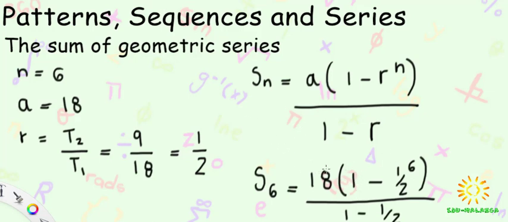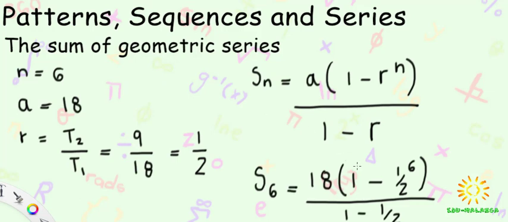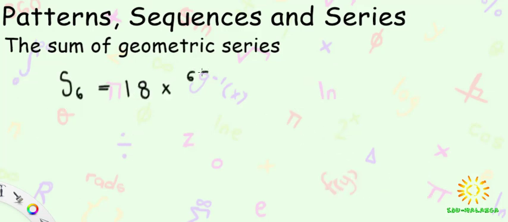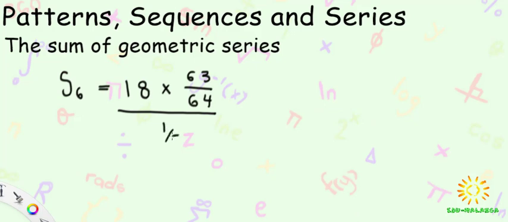So if you enter into your calculator 1 minus 1 over 2 to the power of 6, what you get is S to the power 6 should equal to, the 18 will stay as it is because we're not simplifying it, 18, and that expression that we said you calculate, 1 minus 1 over 2 to the power of 6, you'll get 63 over 64, and that will be divided by, in the denominator we can simplify as well. 1 minus 1 over 2 is simply equal to 1 over 2.